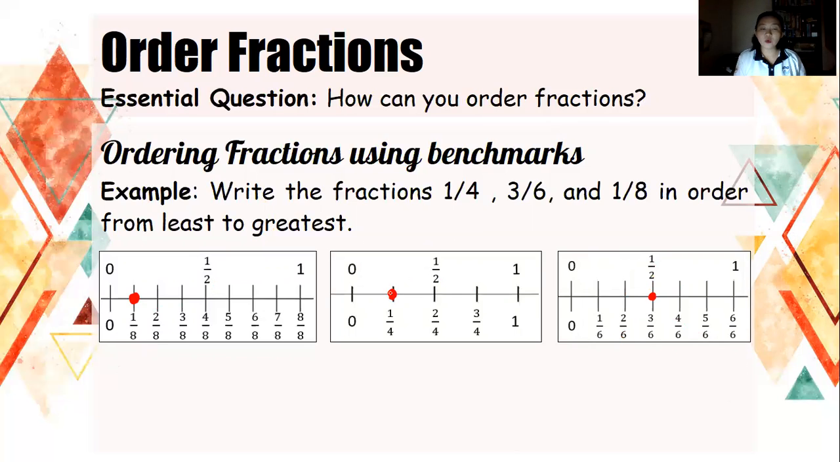Now, let's try to order them from least to greatest according to how they are positioned in a number line. You will see that the least value fraction is always located at the leftmost side. Then the greatest is actually located closest to 1. So we have the least as 1 out of 8 or 1/8, followed by 1/4, followed by 3 over 6, which is exactly equivalent to our 1/2.